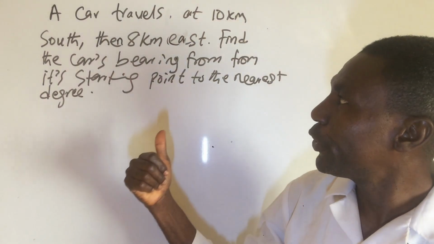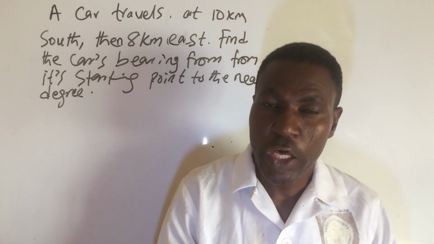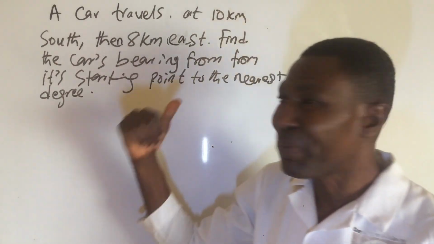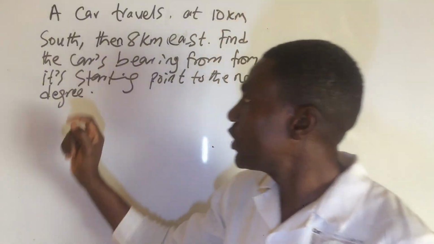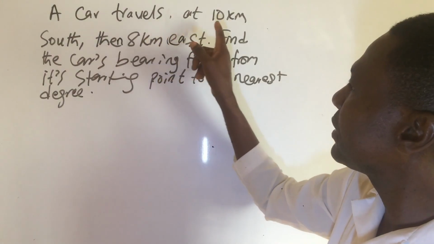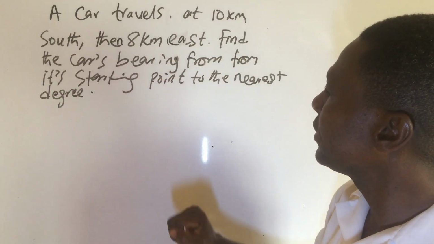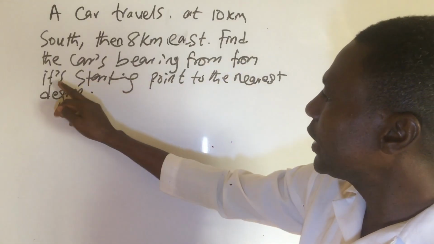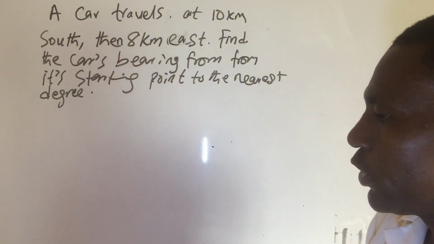The question on board is about bearing and distances, all right? I am here to make it easy for you and understandable so that any question from bearing and distances, you can solve it very easily, all right? The question on board says a car traveling 10 kilometers south, then 8 kilometers east. Find the car's bearing from its starting point to the nearest degree.